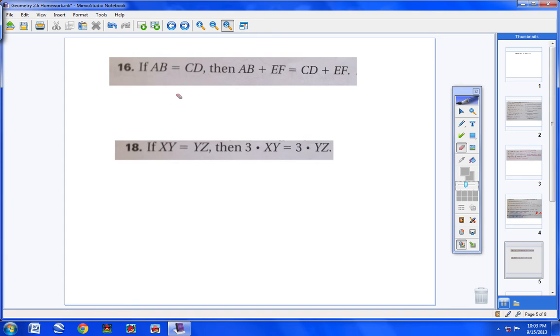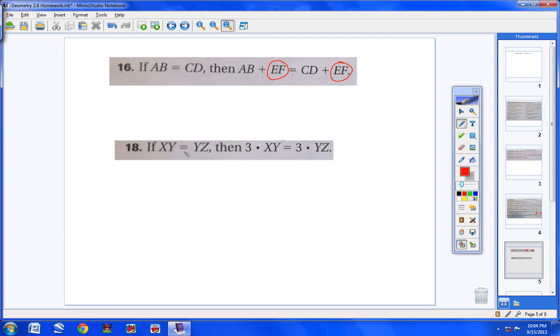Now in number 16, the directions say, name the property that the statement illustrates. So here's what I have. Are you ready? AB equals CD. Then notice I add the same thing to both sides. I add EF to one side and I add EF to the other side. Well, according to what we studied in class, that would be the addition property of equality. Okay?